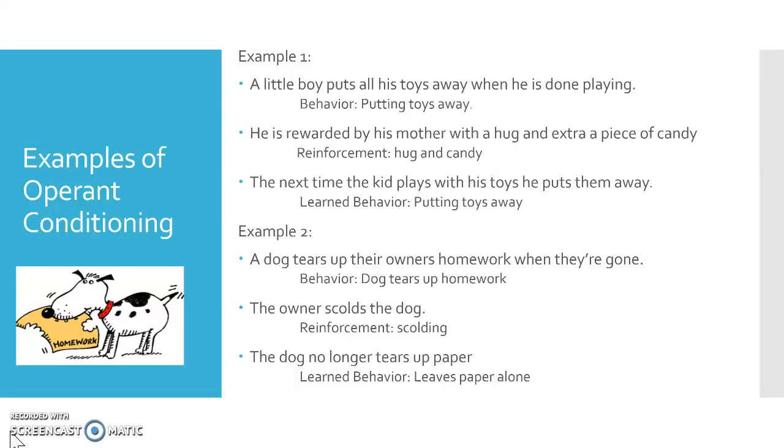And in example 2, a dog tears up their owner's homework when they are gone. The behavior is the dog tearing up the homework. Then the owner comes home and scolds the dog. The reinforcement is the scolding. Next, the dog no longer tears up paper. There is a learned behavior, which is the dog leaving paper alone. Example 1 uses a positive reinforcement, which is the hug and candy, while example 2 uses a negative reinforcement, which is the scolding.